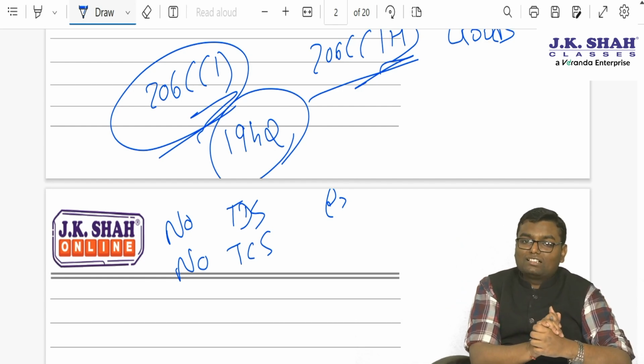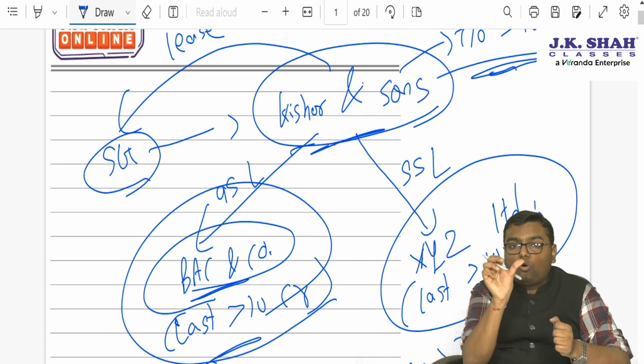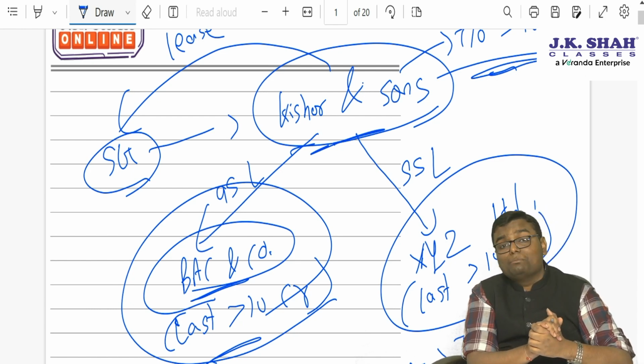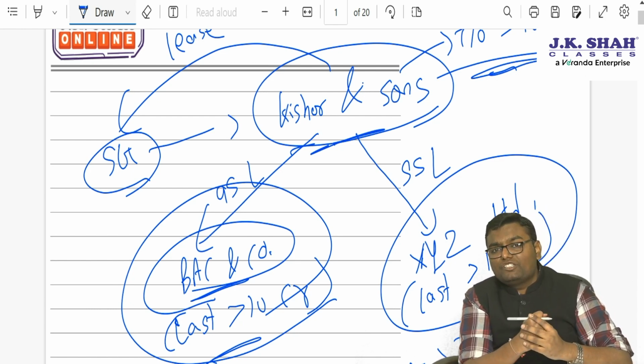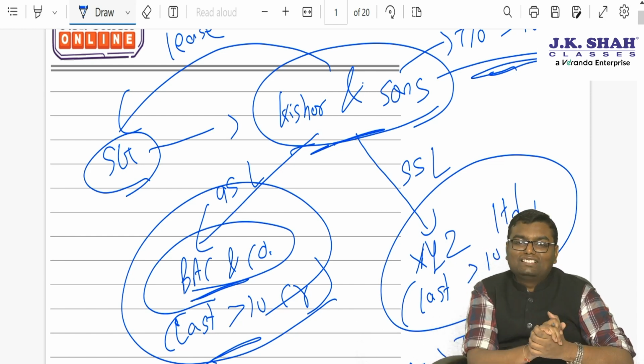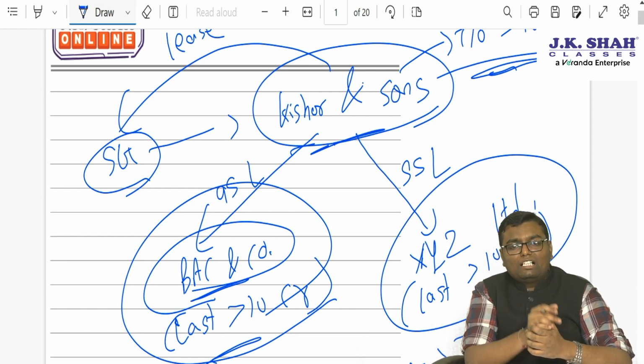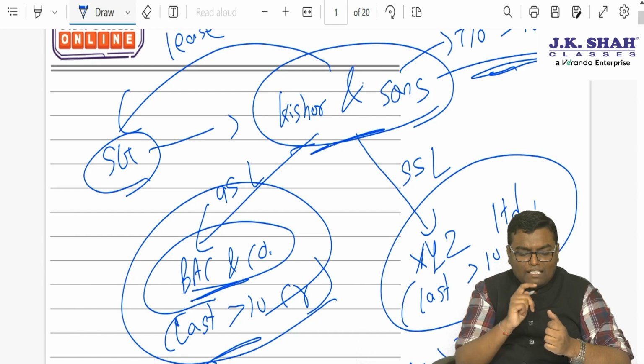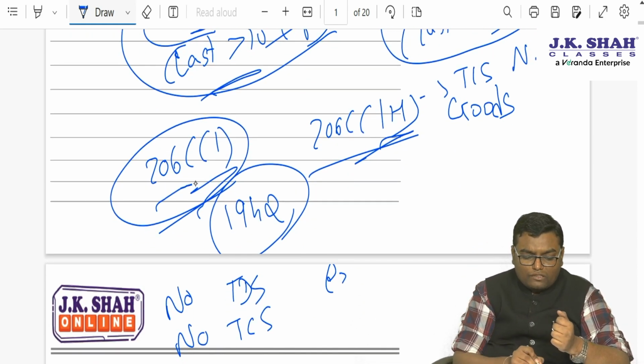Now, over here, Kishore and Sons is selling coal to BAC and company, which is a mineral, and that is covered under section 206C clause 1. And that's why TCS is to be collected without any threshold limit from BAC and company under section 206C clause 1.